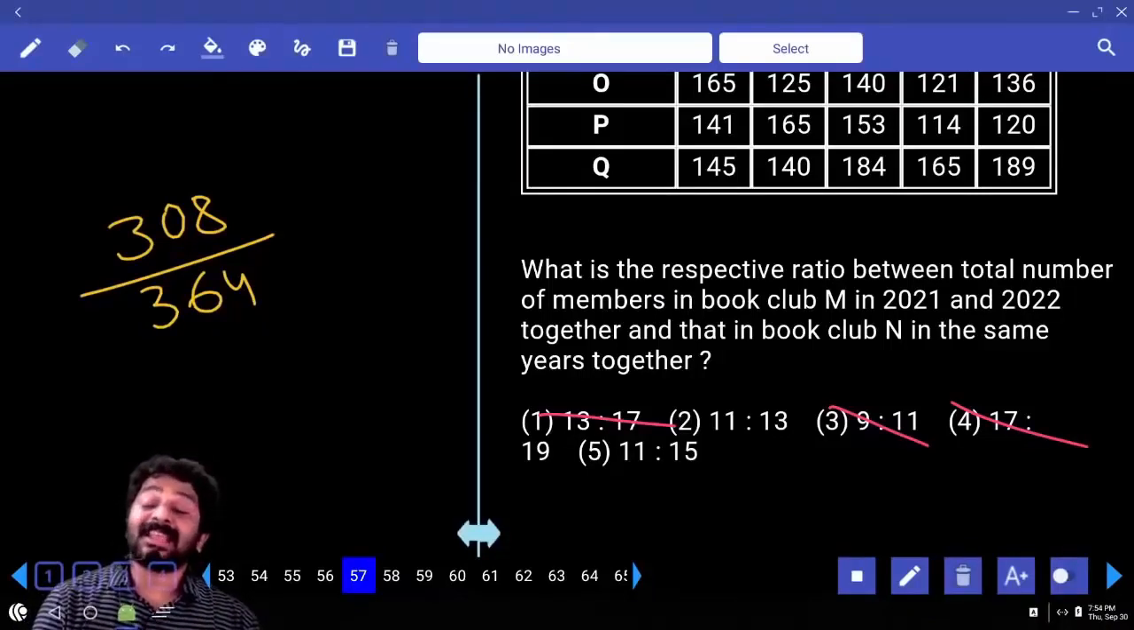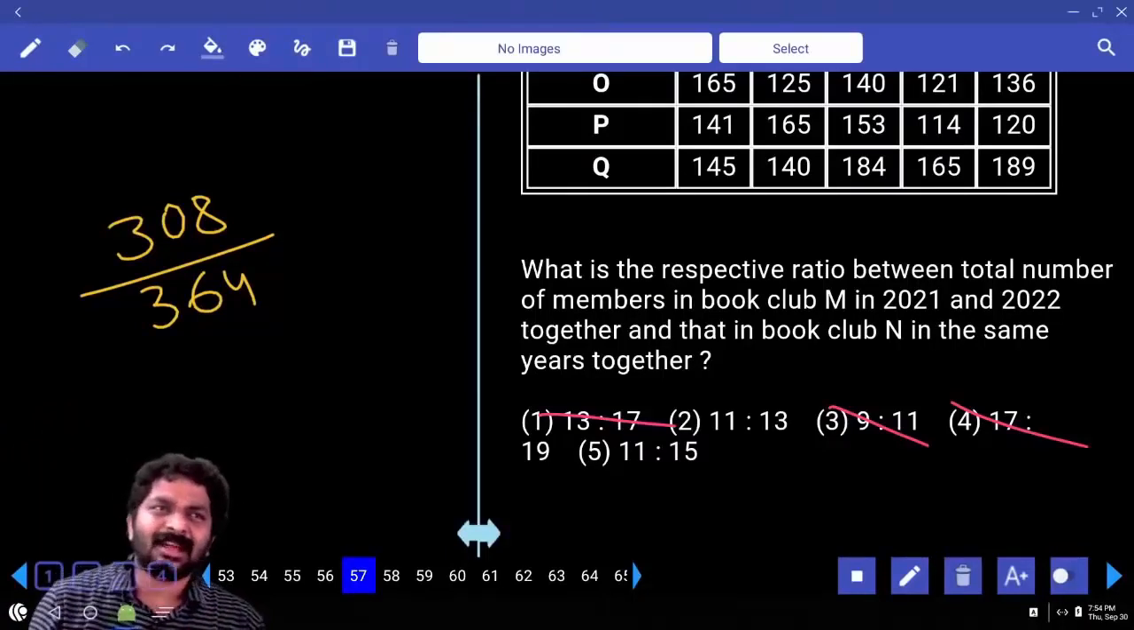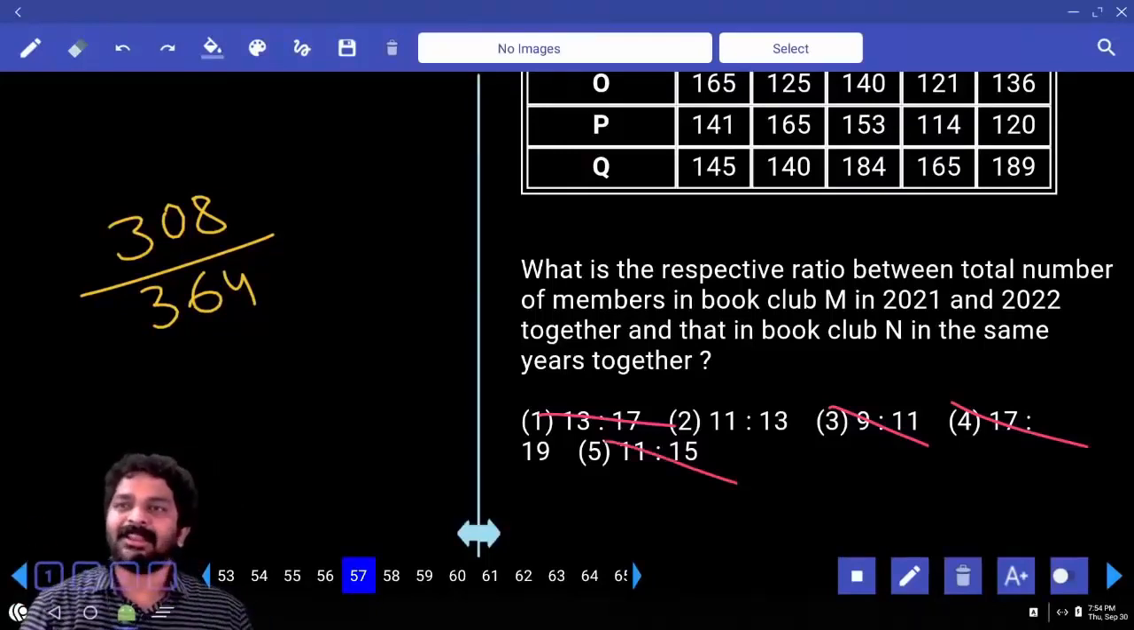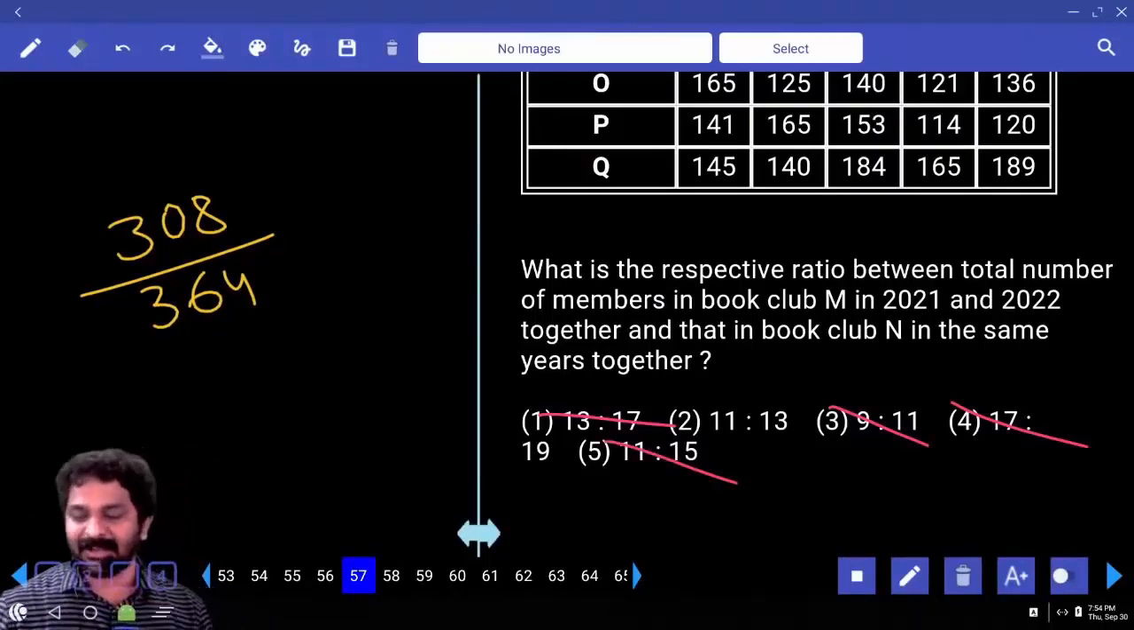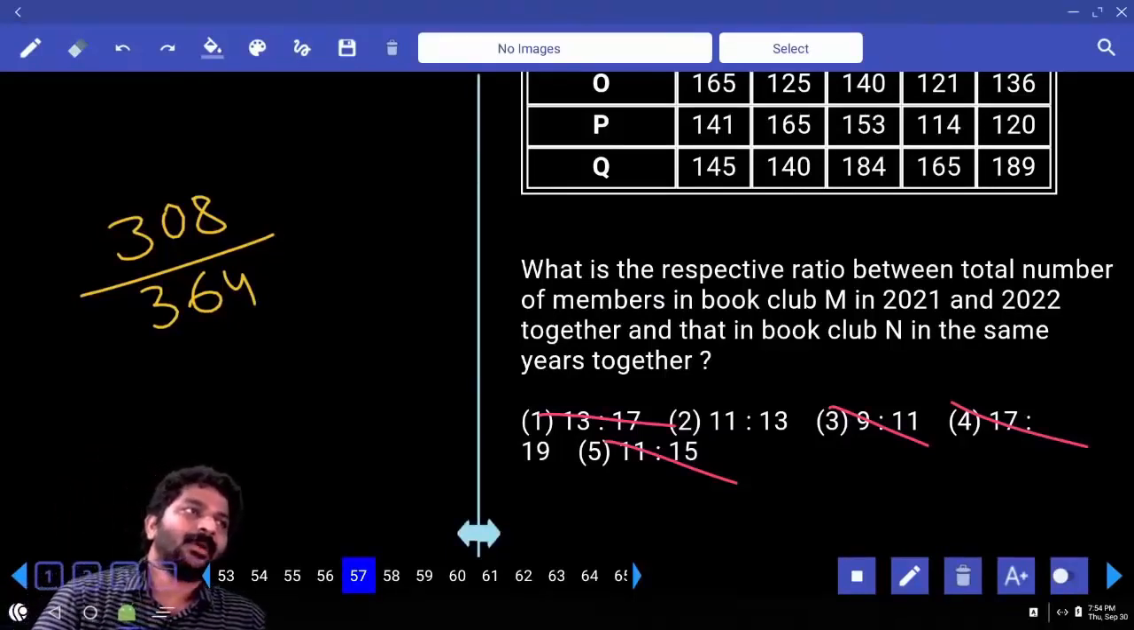In the second option, what is the second number? In the fifth option, what is the second number? If it has to be 15, then the original number must be a multiple of 5, right? Is your original denominator a multiple of 5? Then is there any possibility to get a multiple of 5 in the denominator? Hence, fifth option eliminated, final answer, second option. Over.